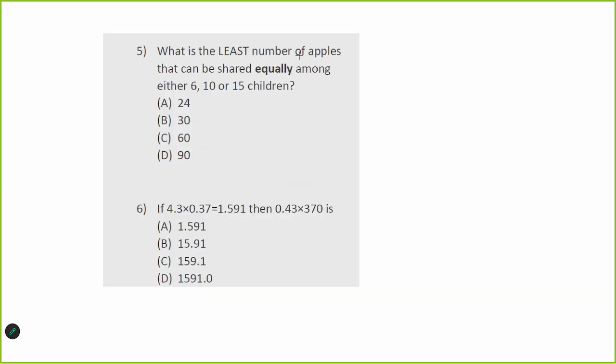What is the least number of apples? That's the LCM of 6, 10, and 15. We saw this question a good bit of times and we found the LCM to be, was it 30 or 60? Hold on. It was 2 by 3 by 5. 2 3s are 6. 30. Yeah, it was 30. Right? Let's erase this.